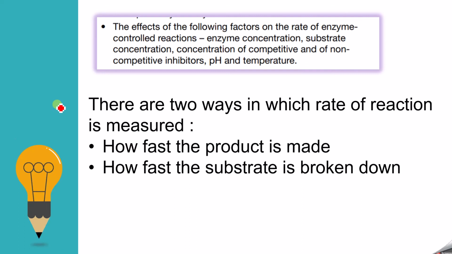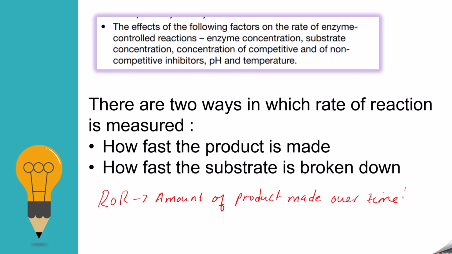Okay, so here we've got the specification, well, part of it, looking at enzymes, and here are the factors. So we're going to look at enzyme concentration, substrate concentration, competitive and non-competitive inhibitors, pH and temperature. So there are two ways rate of reaction is measured.